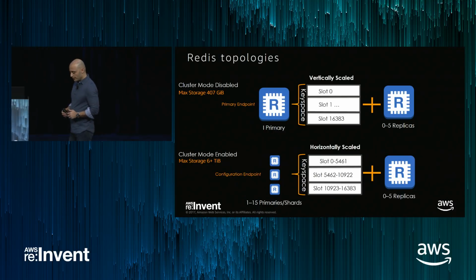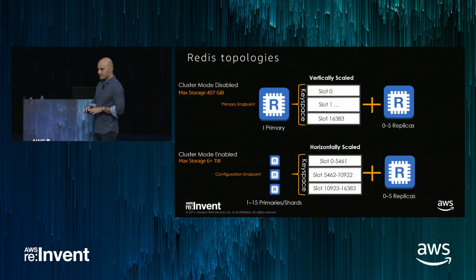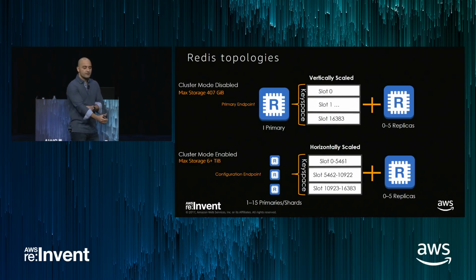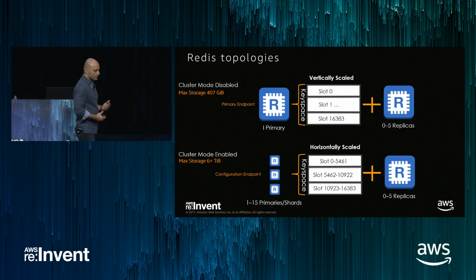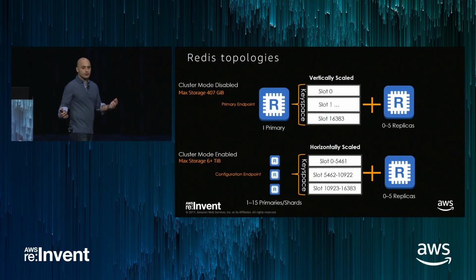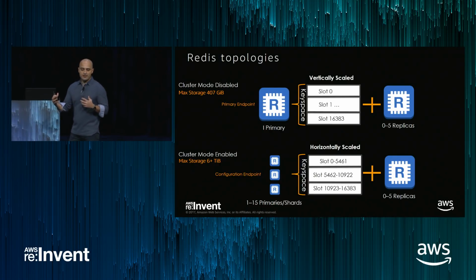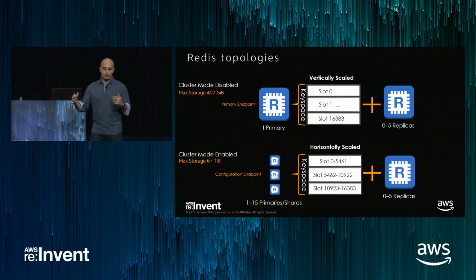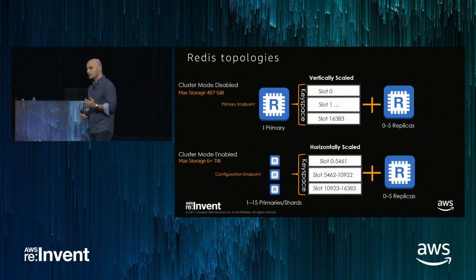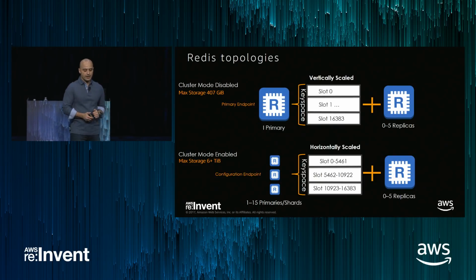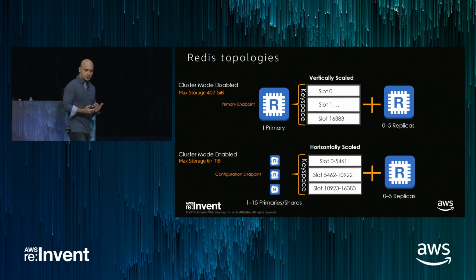So with cluster mode enabled, it's basically a horizontally scaled environment. You have up to 15 shards. A shard is made up of a primary and 0 to 5 replicas. And each one of these shards essentially owns a portion of that key space, right? So it's a hash slot range. A default distribution would be to divide the hash slots across the number of shards that you have. So that essentially is the difference.